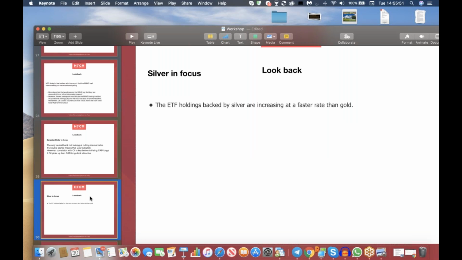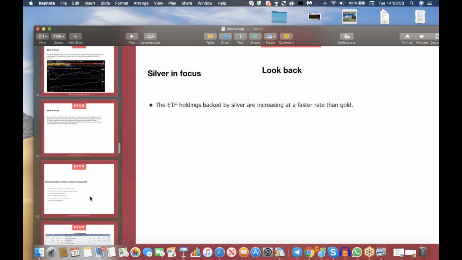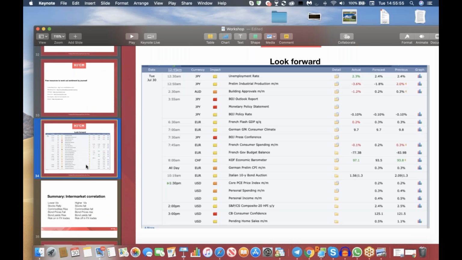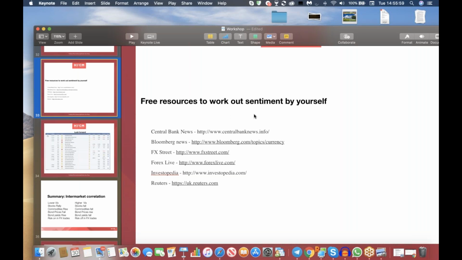Let's have a look. So that was from a previous day, I'm sorry. Now, free resources to work out sentiment for yourself. Take a quick screenshot of that if you want. Some free resources to help you find the sentiment.